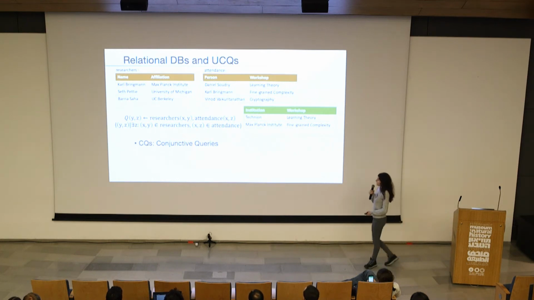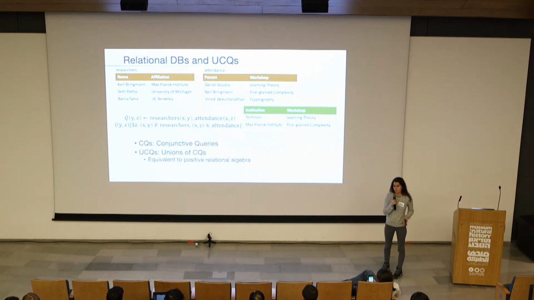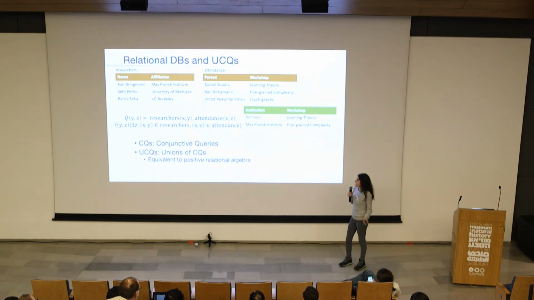So these are conjunctive queries, and unions of conjunctive queries is another interesting query language because it's equivalent to positive relational algebra. And unions of conjunctive queries are just some queries, and the answer to the union is the union of the answers to the individual queries.